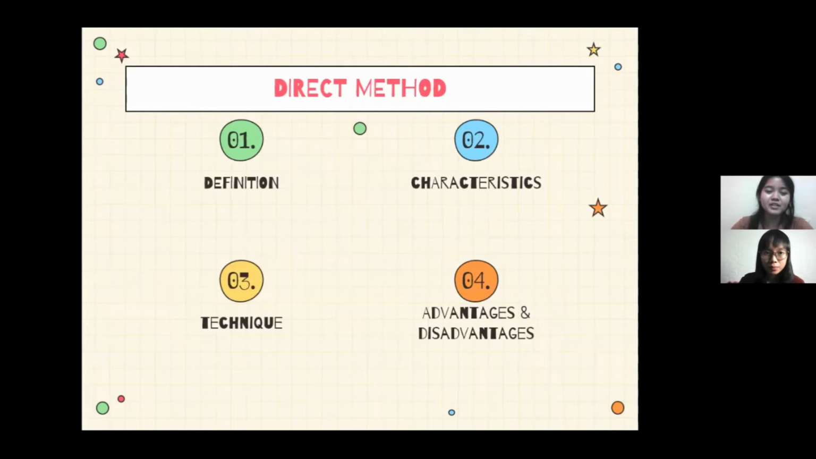So first, we will talk about the definition of direct method, and then the next one we will talk about the characteristic of direct method, and then the next one is the technique of direct method, and then the last is advantages and disadvantages of this method. So the first part about definition and the second part about characteristic will be explained by my partner Meli. So Meli, time is yours. All right, thank you for the time, Intan. So first, I will explain about the definition of direct method.